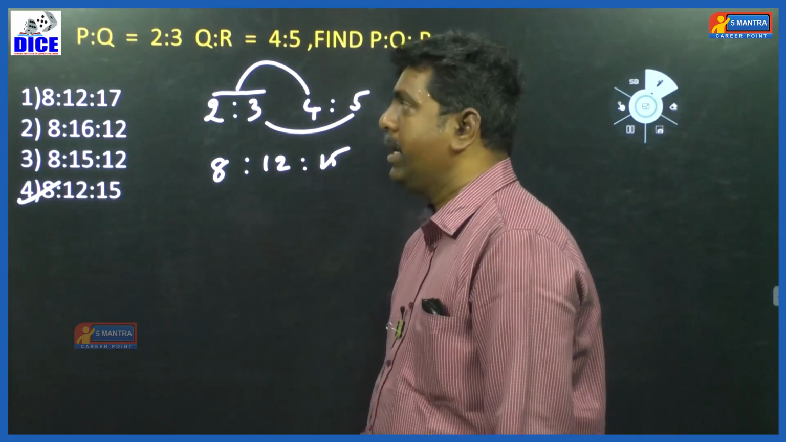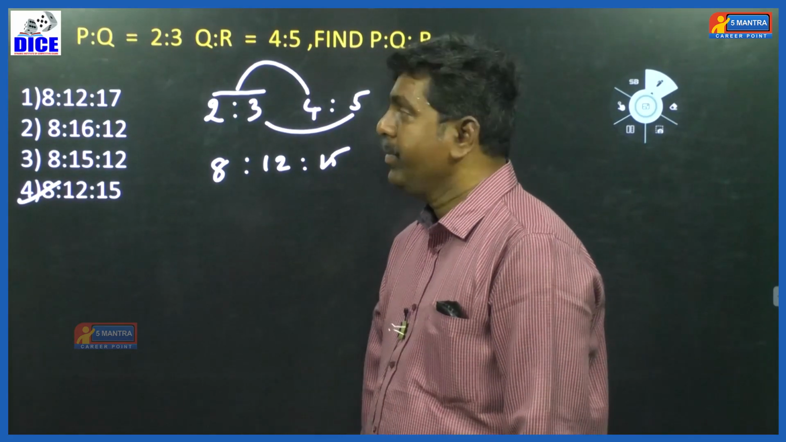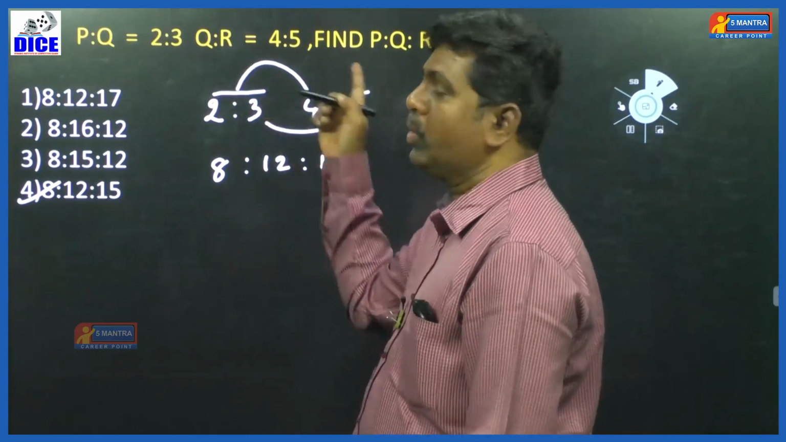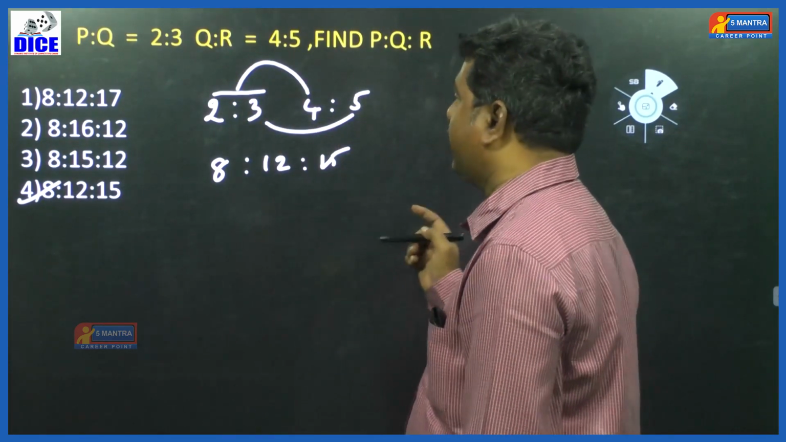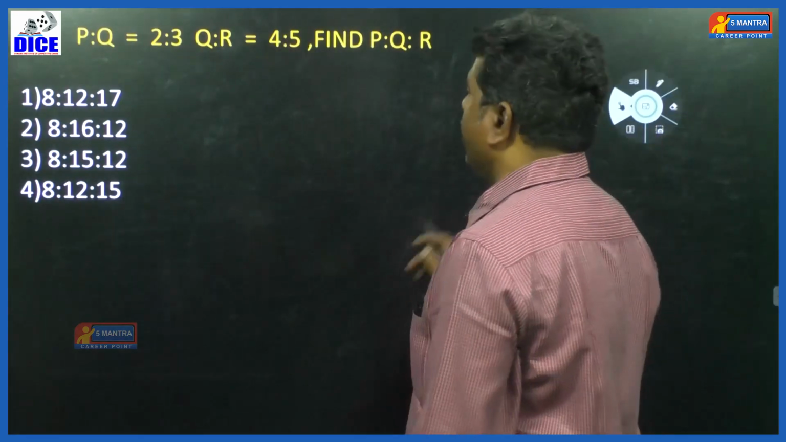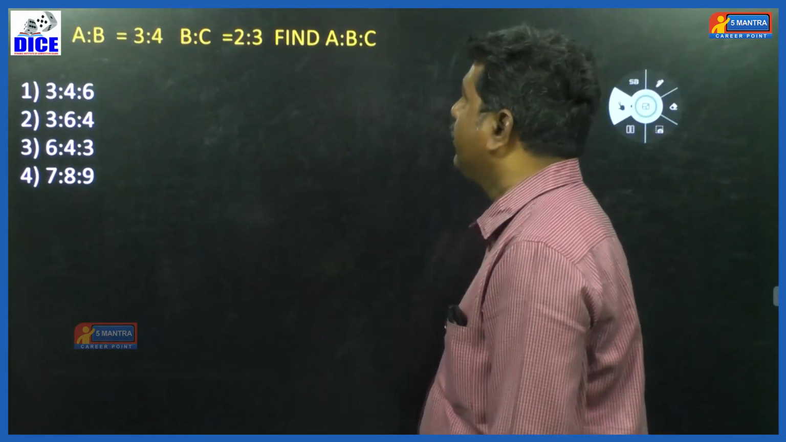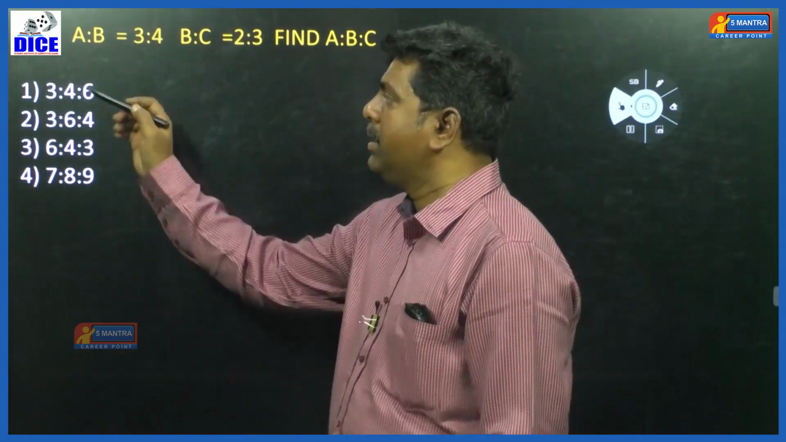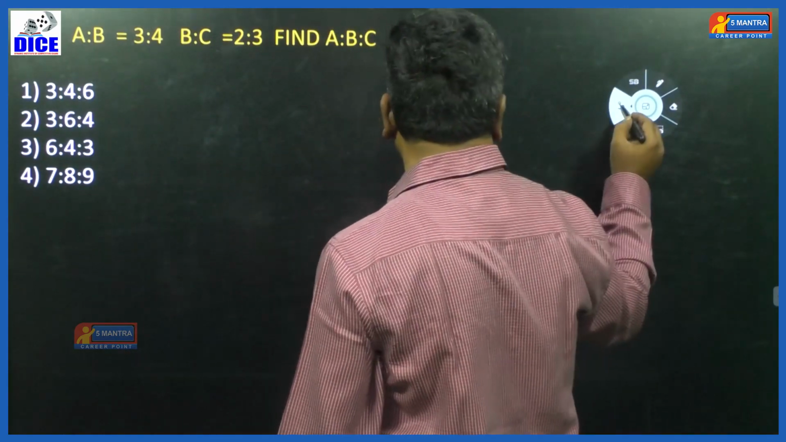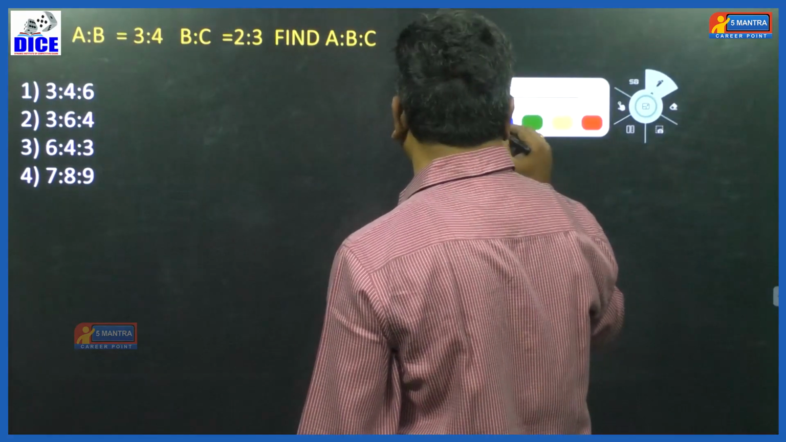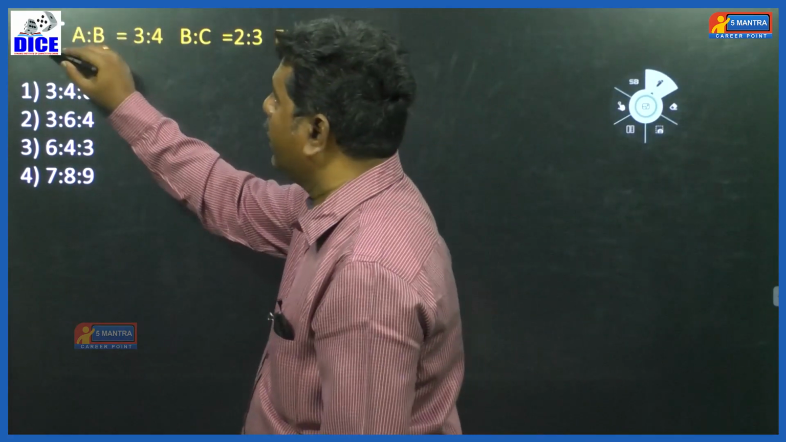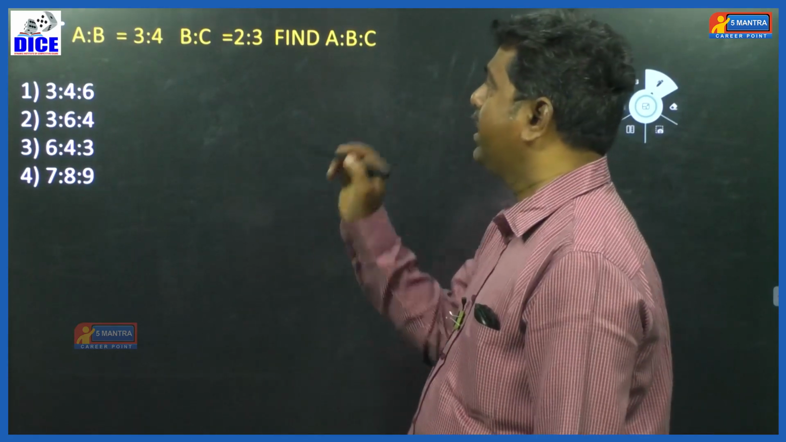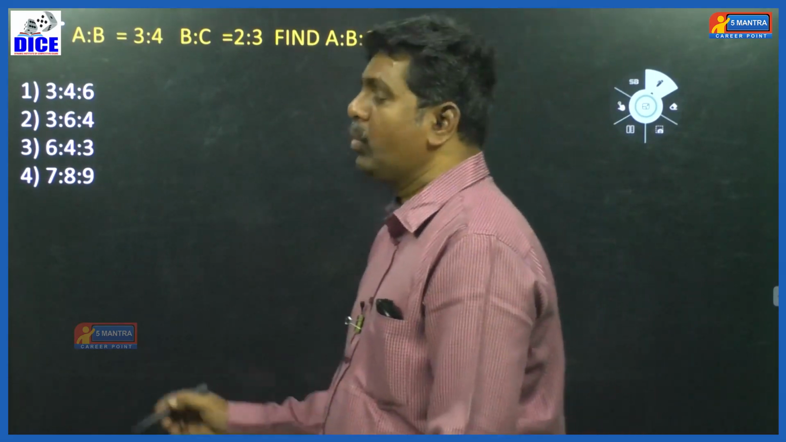This is the same old question on 4 and 5. This is a very important method. Now we can see, suppose if we are given 3 ratios, how to find out. Now we can see that method also. Now same model is given. Sixth one, same model. A is to B is equal to 3 is to 4. B is to C is equal to 2 is to 3. Find A is to B is to C.